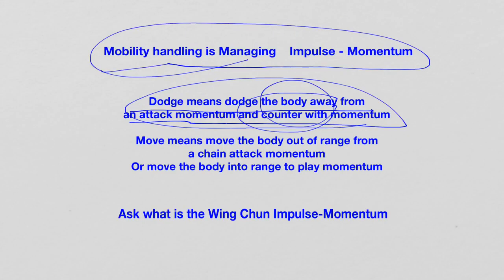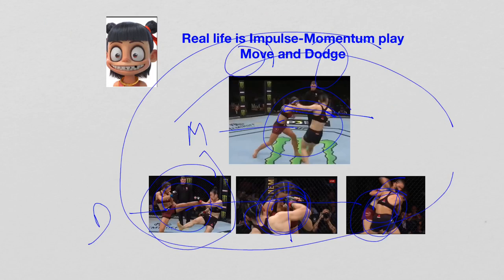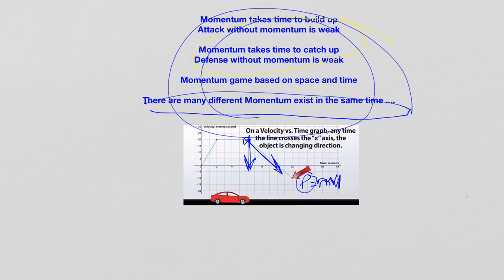Okay? Now, move means move the body out of range from a certain attack momentum, or move the body into range to play momentum. Well, like for example over here. Zhang Weili is moving out. Zhang Weili is moving out when Joanna is attacking him. Okay, so Zhang is moving out. So Joanna is attacking Zhang, and Zhang Weili is moving out. Okay, so that is how it is.